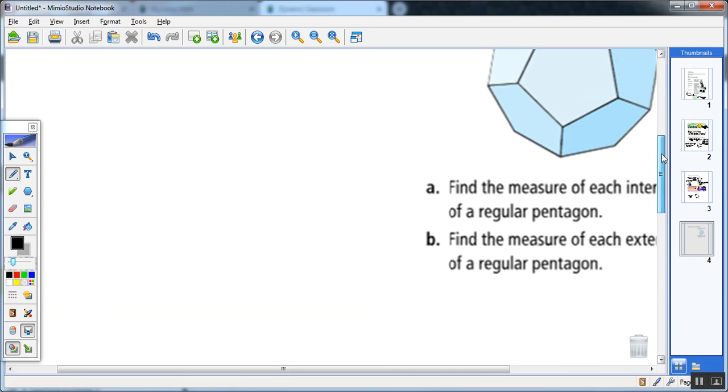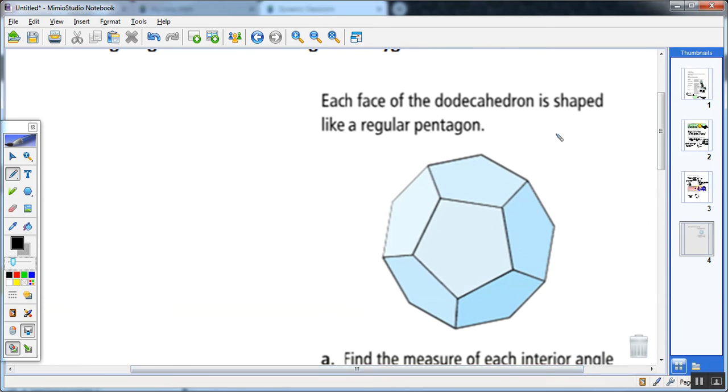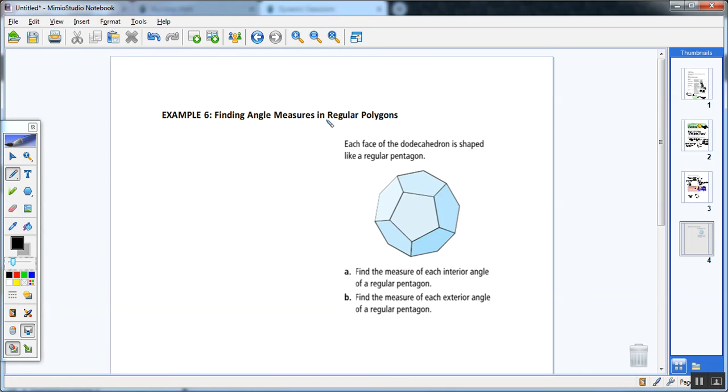I'm going to let you try this on your own. I want to make sure that you guys can do this. So they're talking about a face. Up here pictured is finding an angle measure in regular polygons. It says each face of a dodecahedron is shaped like a what, kids? Regular pentagon. Okay, it says find the interior angle of each regular pentagon.